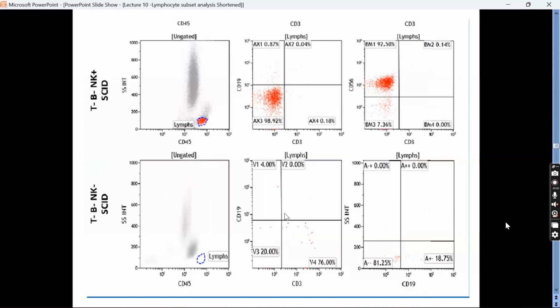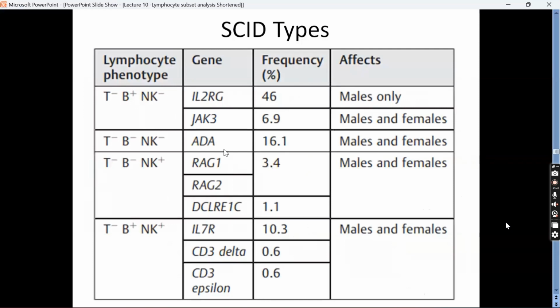And in this case, you find there is nothing. Even in the gate, there are no lymphocytes at all. So there is no T, no B, no NK. This is how ADA deficiency presents. Now, this is what I told you. ADA typically presents with T negative, B negative, NK negative SCID.